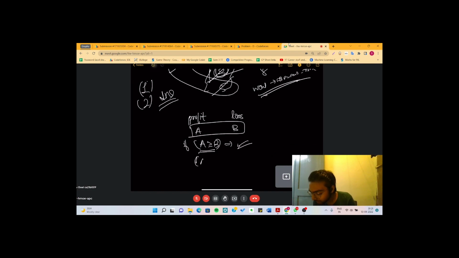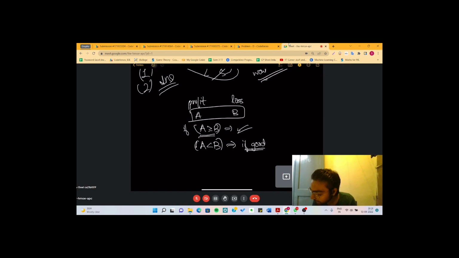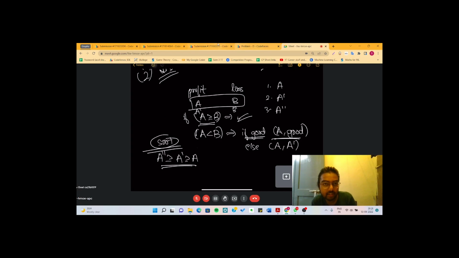If a is less than b, then I'll check if there is a good person. If there is a good person, I'll pair a and the good person together, right? Now if there is no good person, then I'll just pair a with one more a dash, like a double dash. So these are the people, where a double dash is greater than or equal to a dash, greater than or equal to a, because we sorted this array initially. That's why this is how it will look.